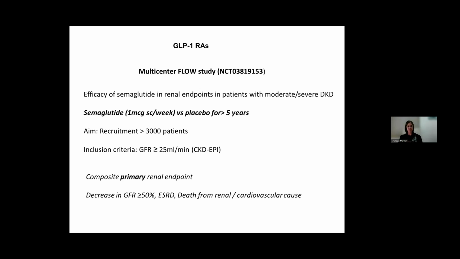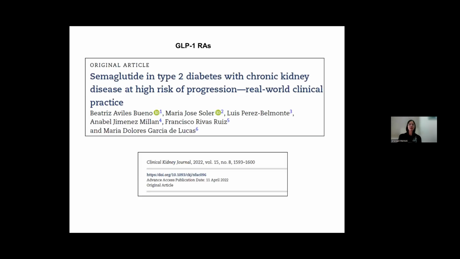The composite primary renal endpoint, as you can see, is a hard endpoint: decrease in GFR more than 50%, ESRD, death from renal or cardiovascular cause, pretty similar to all those trials with SGLT2. And the study is about to finish and has the first published results at the end of the year, beginning of next year. Until then, we have some studies with real-life data.